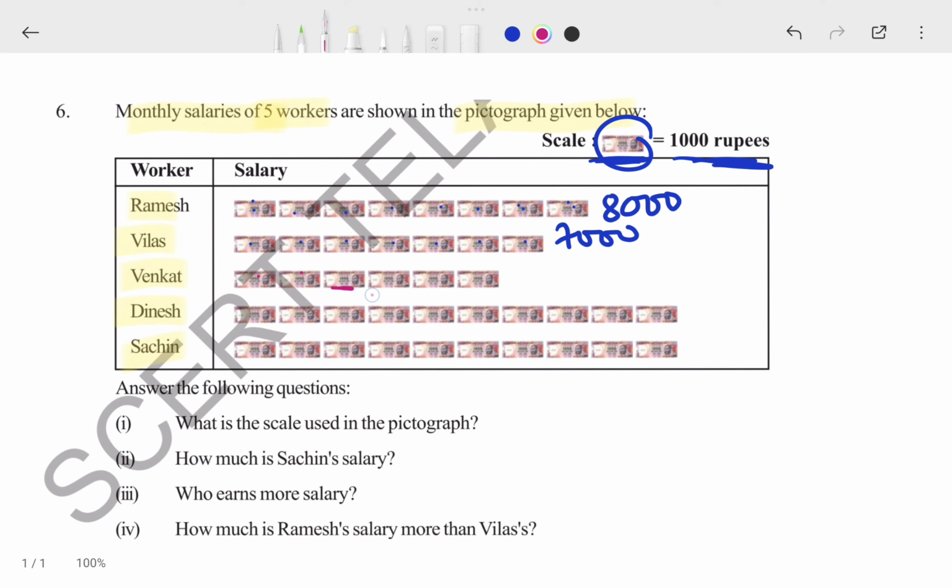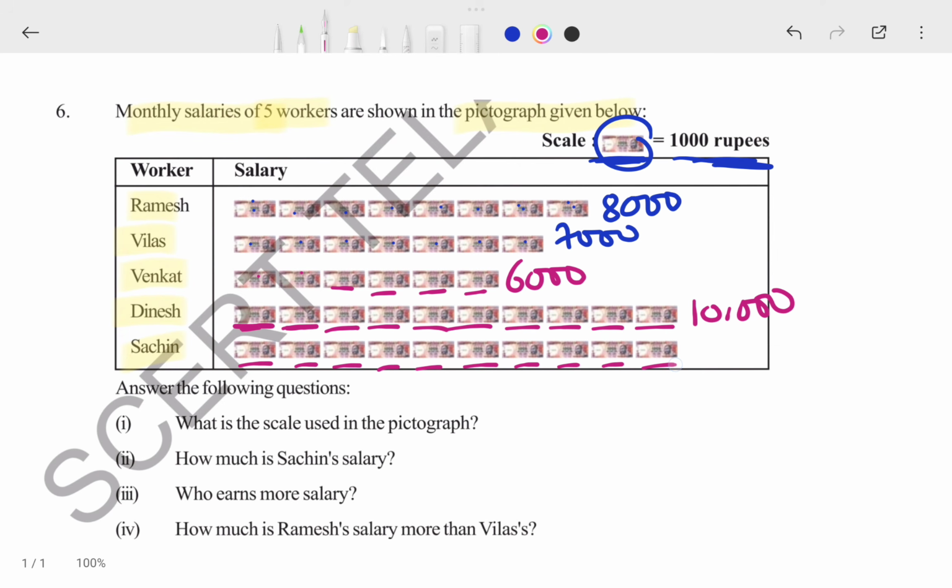Now here this is 1000, 2000, 3000, 4000, 5000, 6000. So this is 6000. This one note is equal to 1000, then 2000, 3000, 4000, 5000, 6000, 7000, 8000, 9000, 10,000. It means that they are earning 10,000 rupees. Then 1000, 2000, 3000, up to 10, so Sachin is also earning 10,000. So Dinesh and Sachin both are earning the same salary.